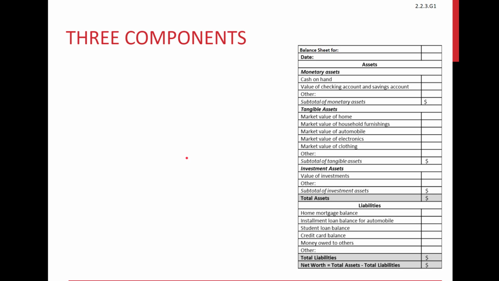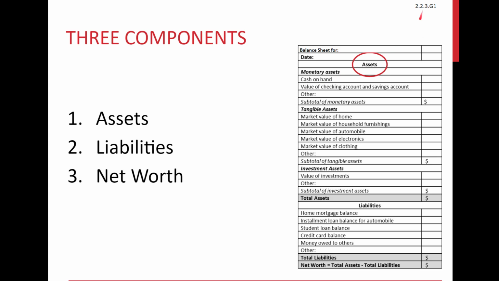There are three components to a balance sheet: the assets, the liabilities, and the net worth. Up here is the assets. I'll put a circle around assets. Down here is liabilities. Put a circle around liabilities. And down at the very bottom is the net worth. So put a circle around net worth. Those are the three components: assets, liabilities, and net worth.